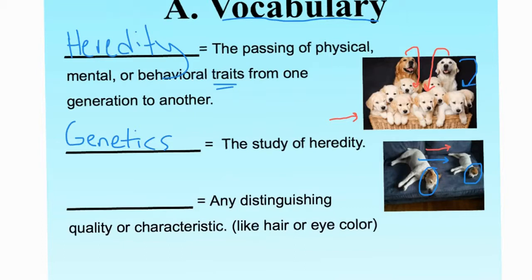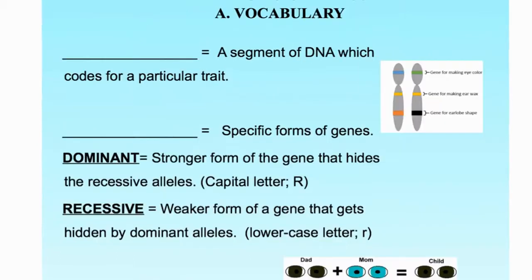And the last term on this page: any distinguishing quality or characteristic, for example, hair or eye color, would all be considered traits. So for these dogs, their traits are that they have a black nose, they have brown ears, most of them, and they have very light color fur. Those are all traits that they got from their parents.